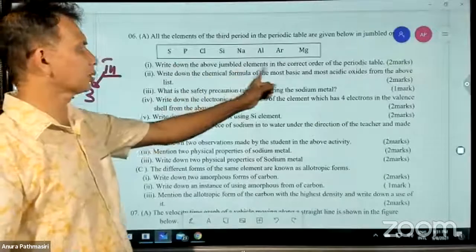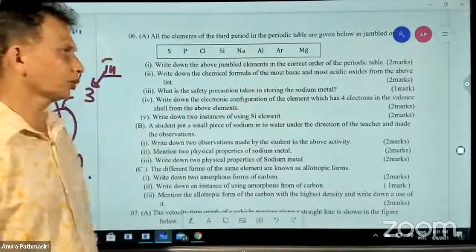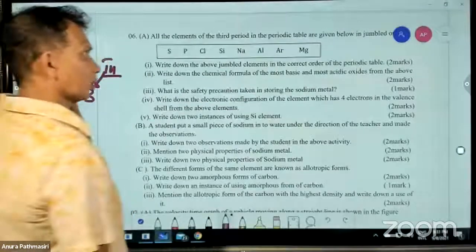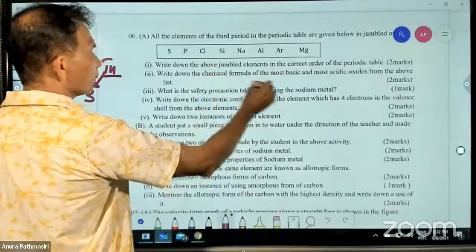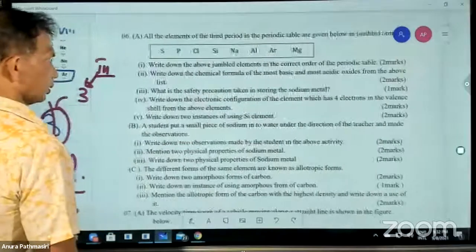Write down the above jumbled elements in the correct order of the periodic table. So you know what it is, then how do you write it? Sodium, magnesium, aluminium, silicon, phosphorus, sulfur, chlorine, argon.